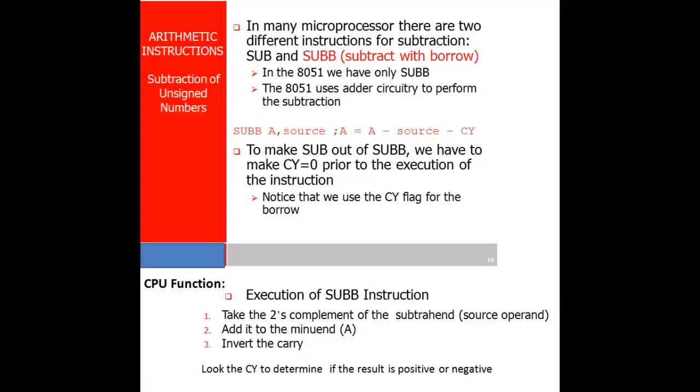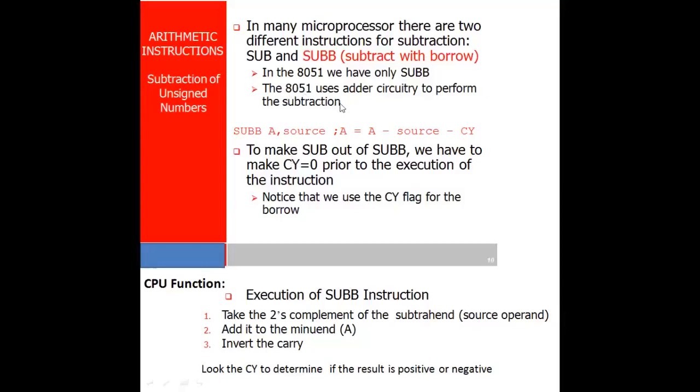Whenever the borrow is not required, then I have to initially make the carry flag equal to 0 prior to the execution of the instruction SUBB, so that it will be equivalent to the SUB instruction. Now the carry flag will be used to handle the borrow, because there is no borrow flag; only the carry flag is there. So you have to use the carry flag to indicate the borrow.